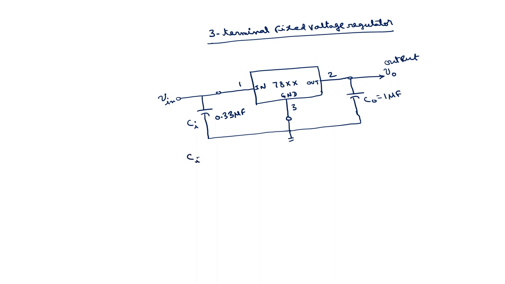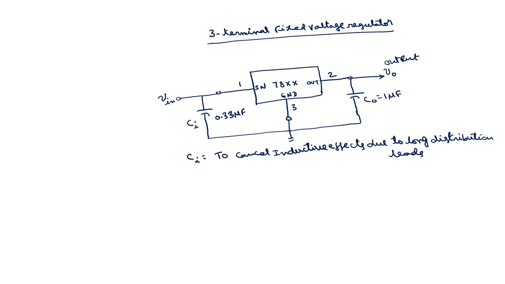So, the use of this input capacitor is to cancel inductive effects due to long distribution leads. If I take the equivalent circuit of any wire, it will have some inductance, some capacitance, lumped parameters, distributed parameters that you may have studied in your circuit theory. So, to cancel these inductive effects which are caused by the long distribution leads, we will use an input capacitance of the order of 0.33 microfarads.